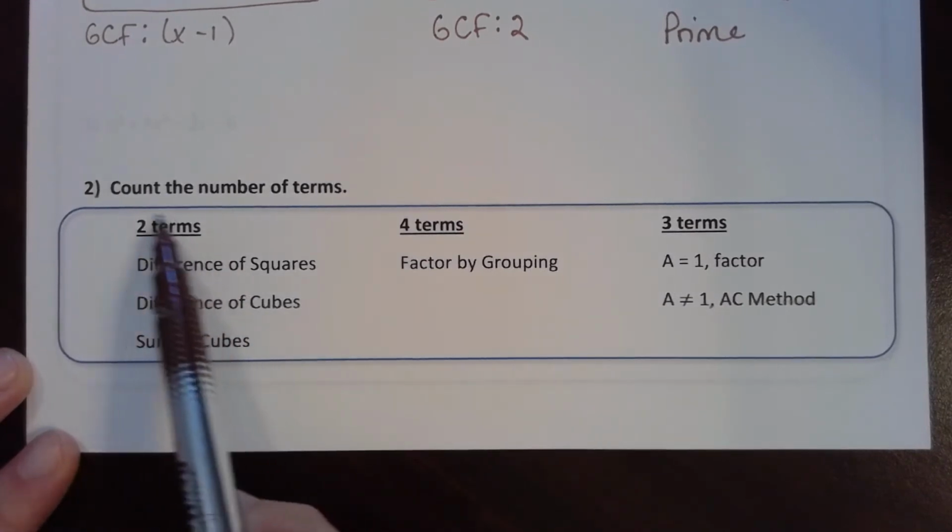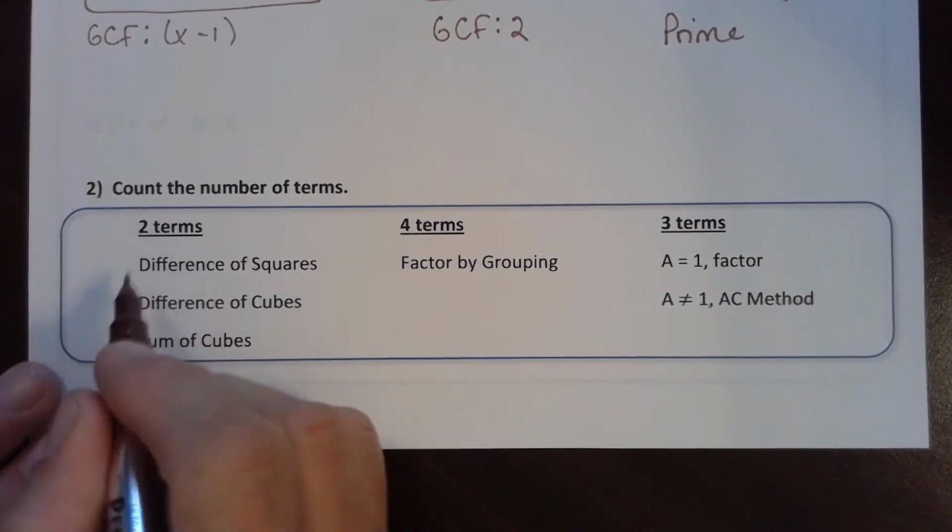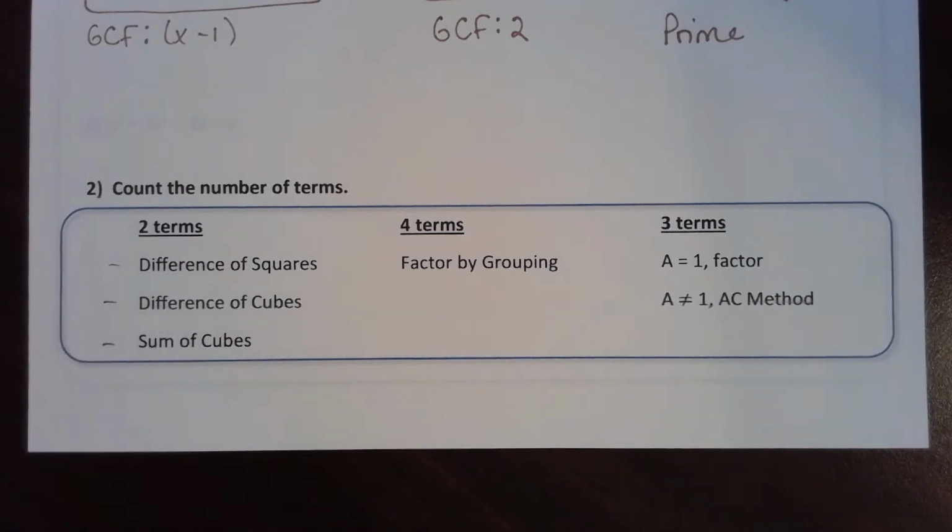If your polynomial has 2 terms, you could have one of 3 situations that can be factored further. You could have difference of squares, difference of cubes, or sum of cubes. So let's investigate those now.